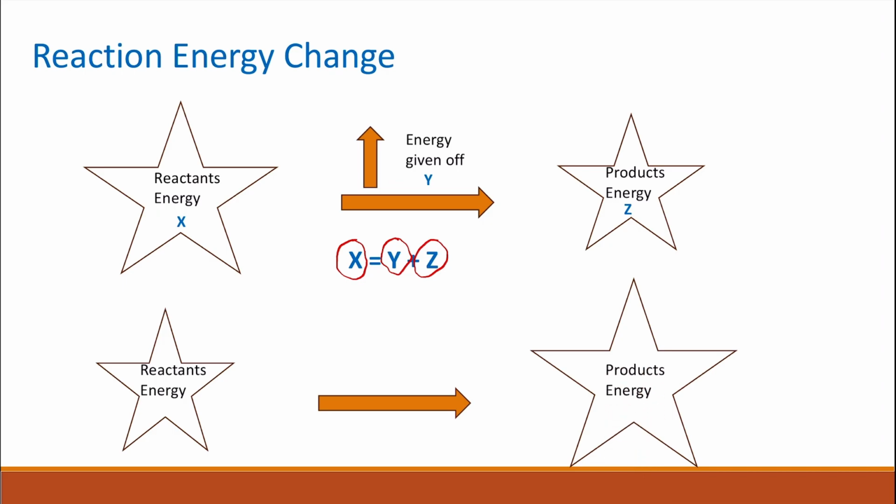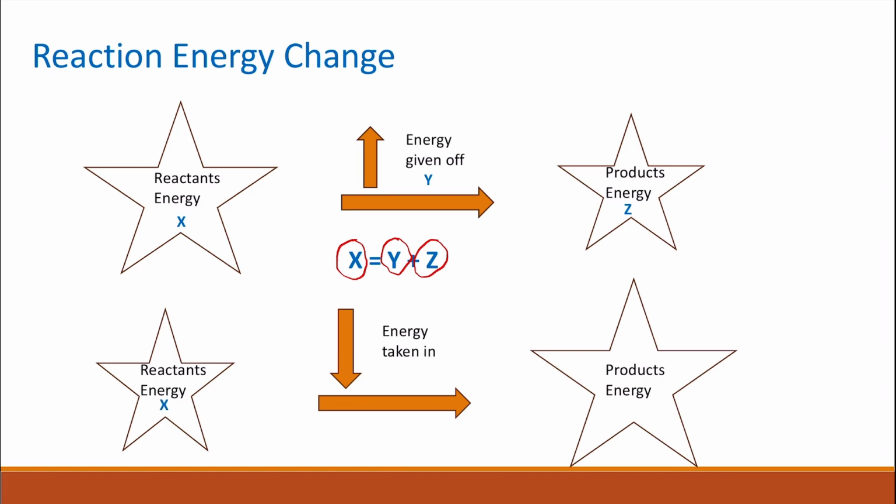So the other case is when you have the reactant energy, then the reaction takes place, and then you have the product energy. In this case, this is the opposite. You can notice that the energy of the product is higher than the energy of the reactant. Then energy must be taken in from the surroundings so that the energy of the product can be higher than the energy of the reactant.